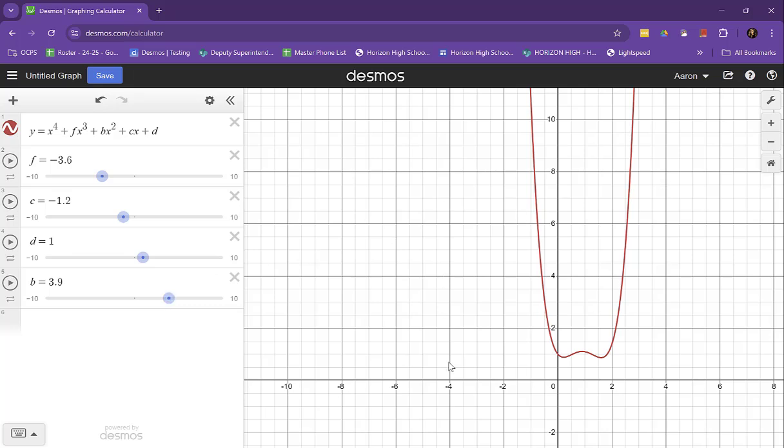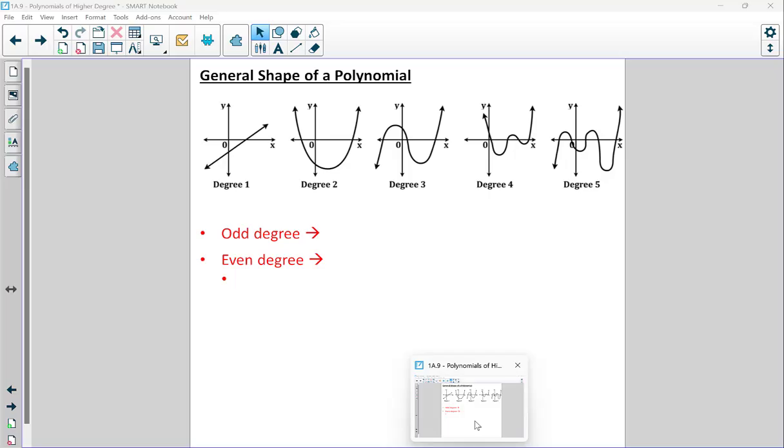So in general, I can predict what the basic shape of a graph is going to look like based on what kind of polynomial it is. First degree is always a line. X to the first is always a line. X to the second is always a parabola. X to the third is going to be this S shape.